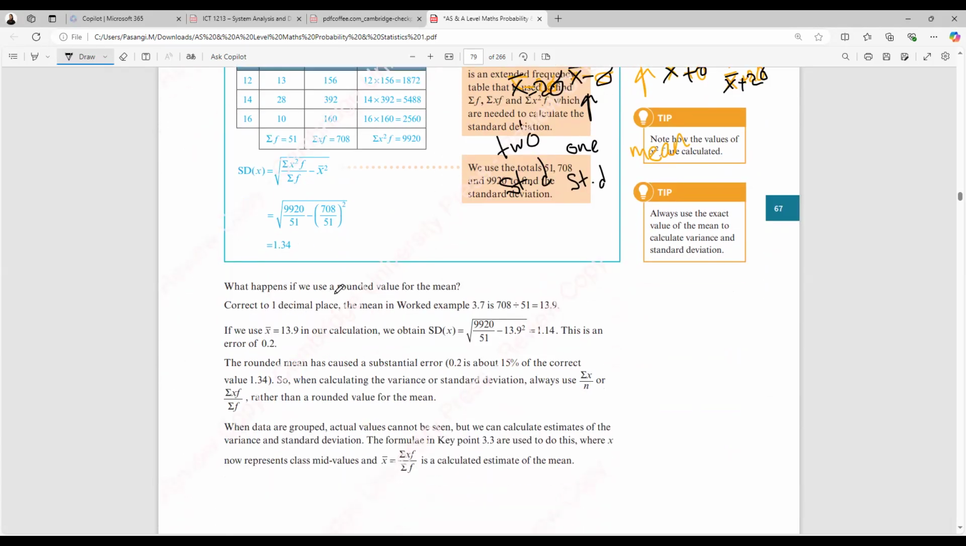What happens if we use a rounded value for the mean? Now there's a question. That is, what happens if we use a rounded value for the mean? Correct to one decimal place, then the mean in worked example 3.7 is 708 divided by 51. Okay, give me 1 minute.